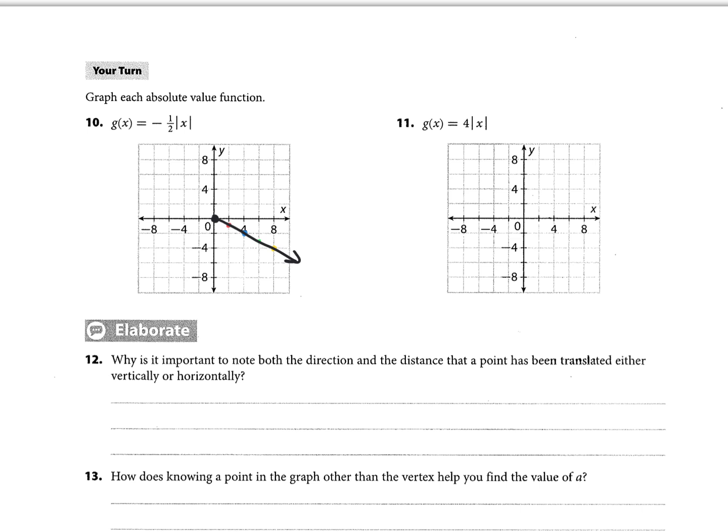The absolute value of -2 is +2, and +2 times -1/2 is going to be -1. Then we have -1/2 times the absolute value of -4. The absolute value of -4 is just 4, and -1/2 times 4 is -2. So you can see that it's going to start to take that similar shape on the other side.